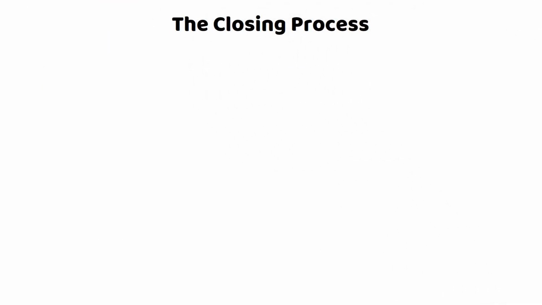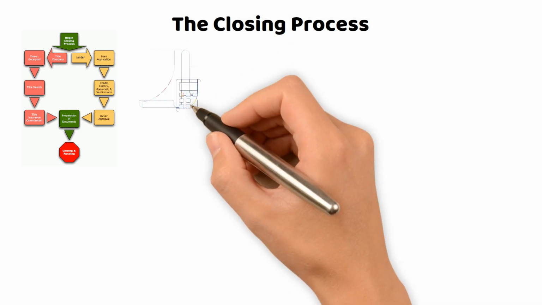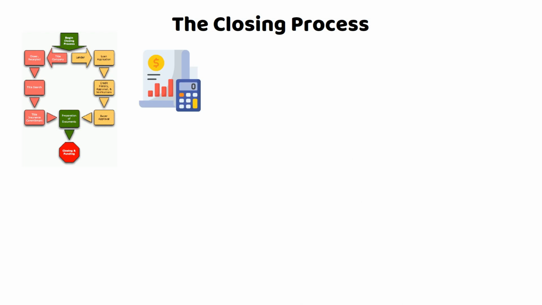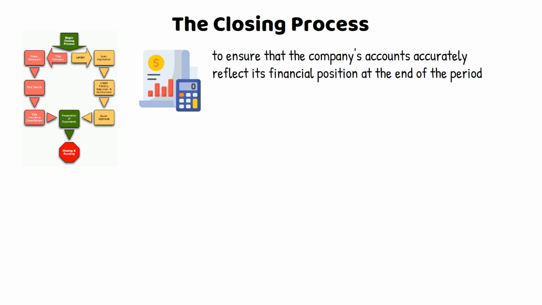The closing process. The closing process is a series of accounting steps a company follows at the end of an accounting period to prepare its accounts for the next period. The primary purpose of the closing process is to ensure that the company's accounts accurately reflect its financial position at the end of the period.